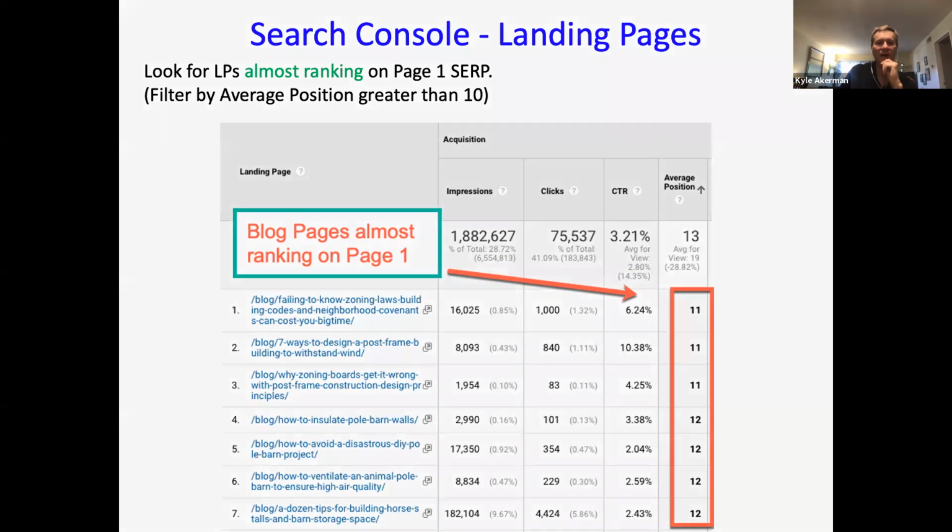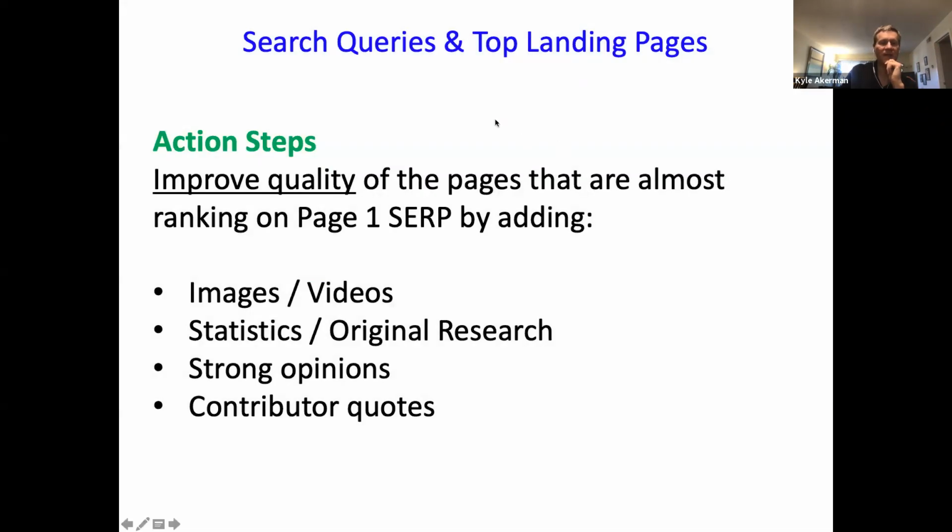Now that we've identified those landing pages and keywords that are almost ranking, we can make the same kind of improvements that we did for our falling stars: adding videos, original research, strong opinions. You don't have to add all of these, but definitely add elements of these to improve those pages.